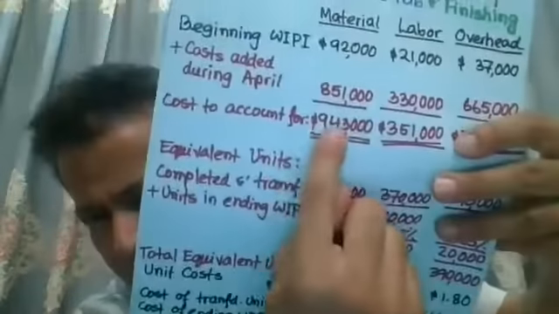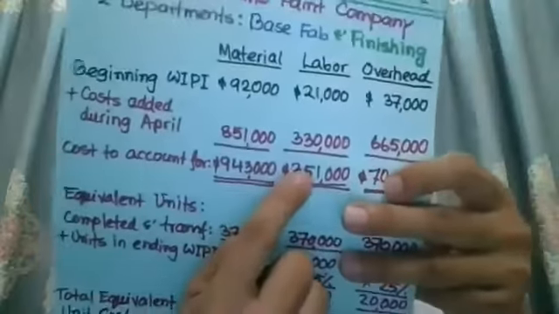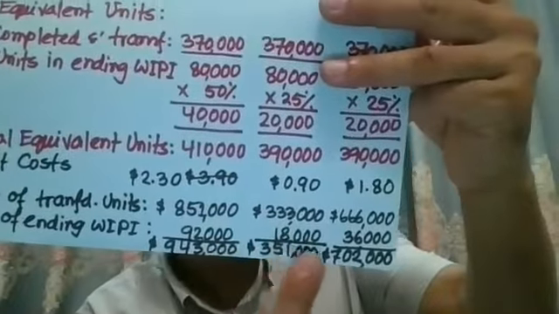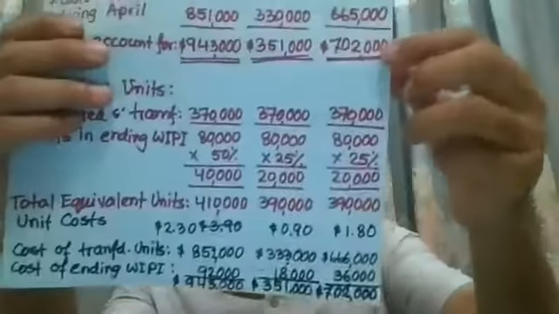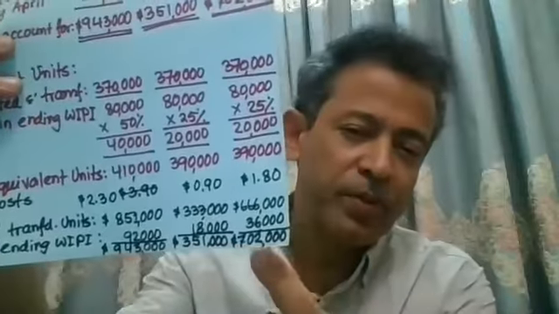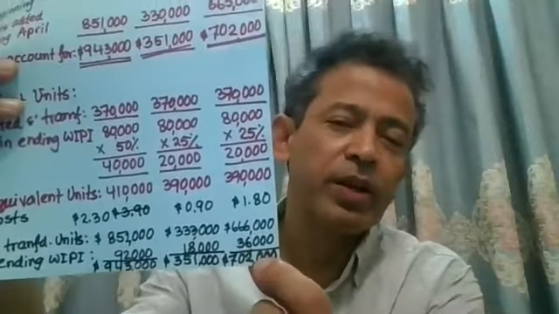And you can see the number here is also 943. And how much labor we needed to account for? We needed to account for $351,000 of labor, and we have accounted for $351,000 of labor here. And we have done the same for overhead. We needed to account for $702,000 here. Look at it. And then we have accounted for $702,000 of overhead here.